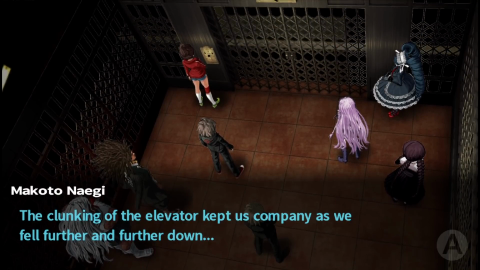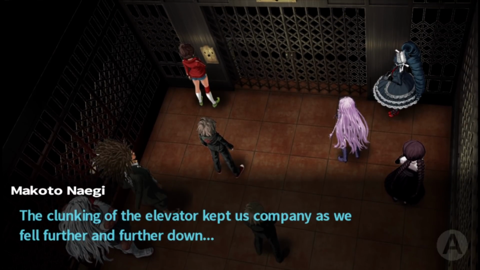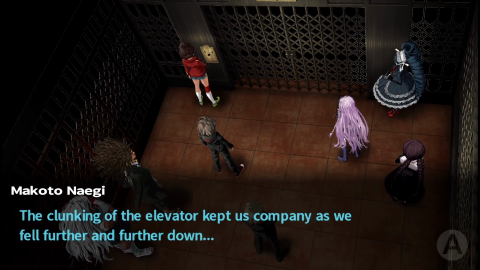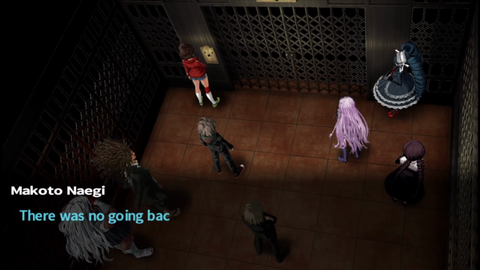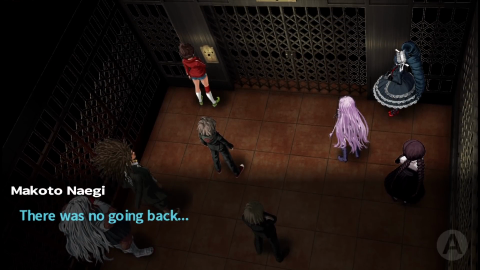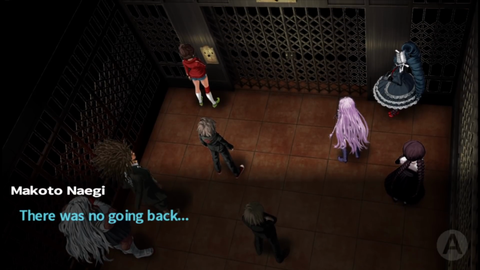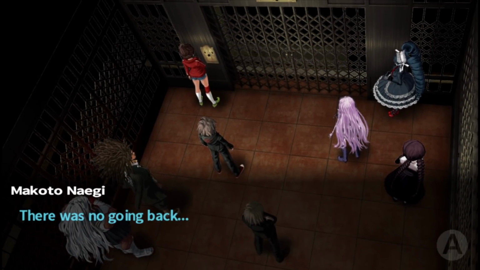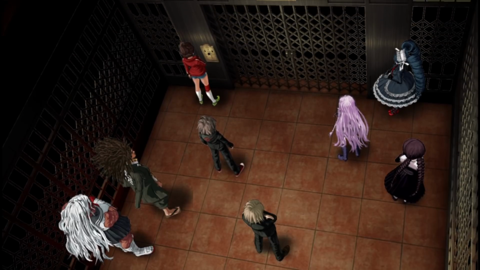I mean, almost half of us are gone, because there were 15 of us at first, and now there's just 8. Granted, there's apparently a 16th student hiding somewhere who's going to show up in some kind of twisted fashion. Toko's been real quiet. Yeah, but then again, it's Toko, she just wants to talk about Byakuya. Oh man, or Master. Okay, there's no going back. Until we settled all this, we couldn't go anywhere.